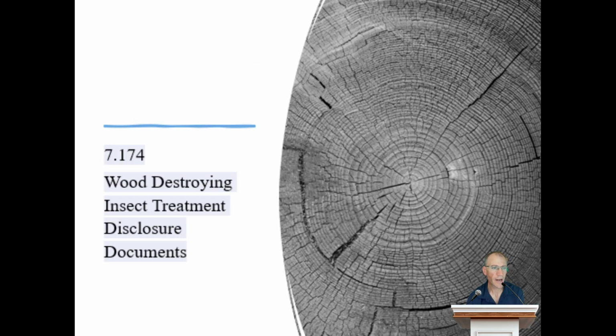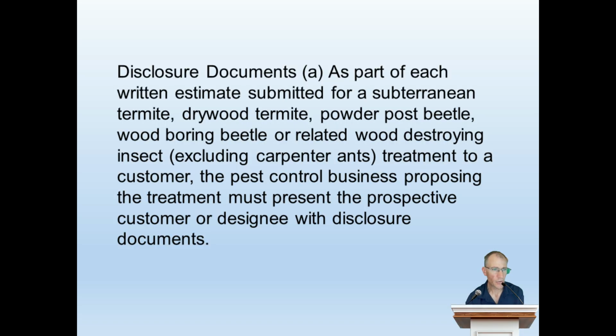7.174 Wood Destroying Insect Treatment Disclosure Documents. A. As part of each written estimate submitted for a subterranean termite, drywood termite, powder post beetle, wood boring beetle, or related wood-destroying insect, excluding carpenter ants, treatment to a customer, the pest control business proposing the treatment must present the prospective customer or designee with disclosure documents.